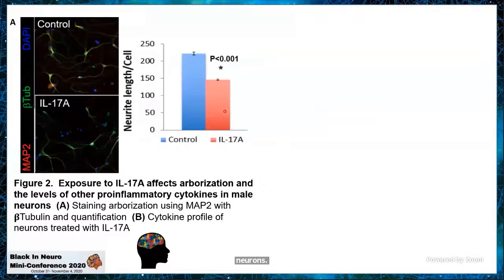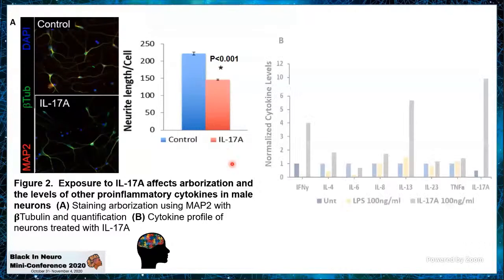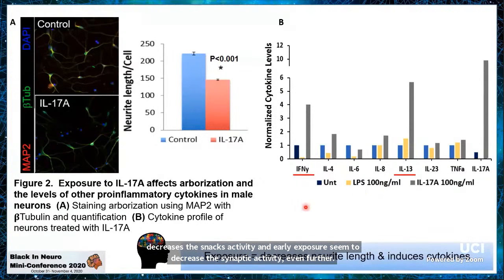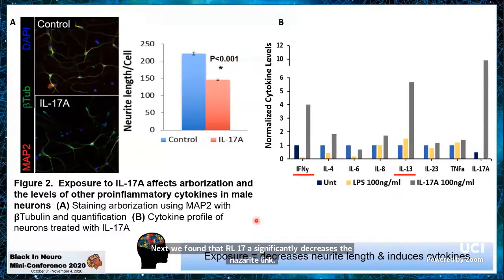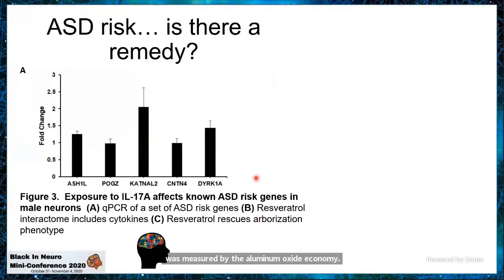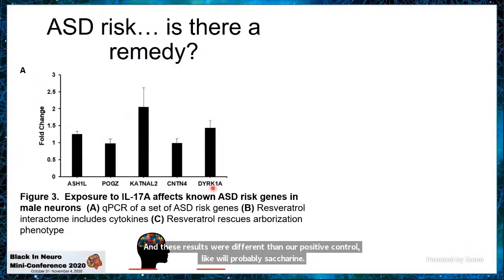Next, we found that IL-17A significantly decreases the neurite length, and moreover, it increases the neuronal production of other cytokines such as interferon gamma and IL-13, and this was measured by the Luminex cytokine array, and these results were different than our positive control lipopolysaccharide. So overall, IL-17 seems to be decreasing the neurite length and inducing other cytokines. Moreover, we ran qPCR on a set of known ASD risk genes and found upregulation in KATNAL2 and DYRK1A.